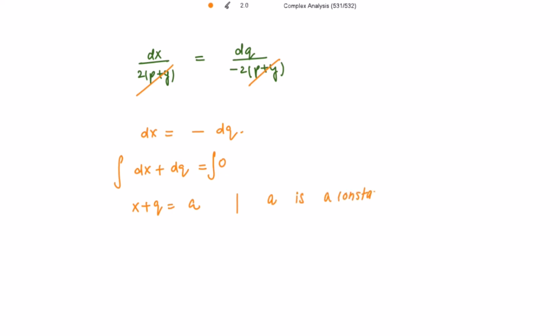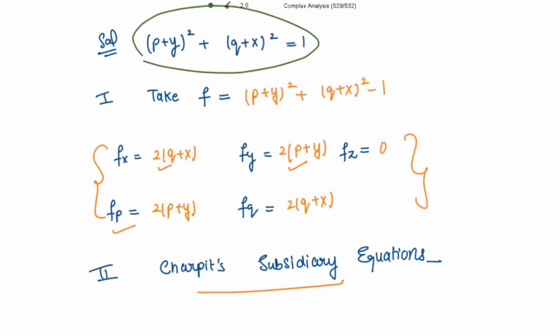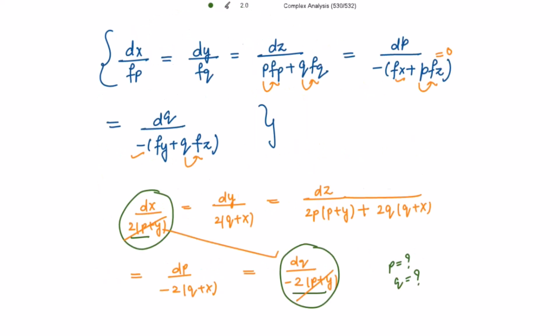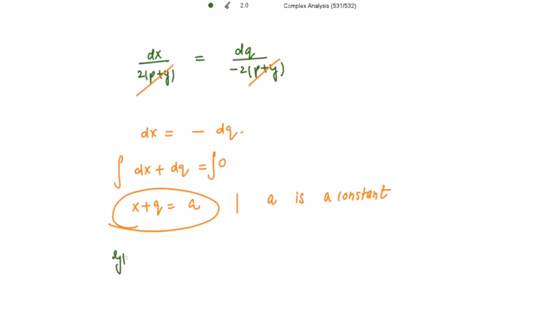Very fine. How to get the value of p and q from this? What is our given equation? This is the given equation. Let's use this equation. So the given equation is (p + y)² + (q + x)² = 1.